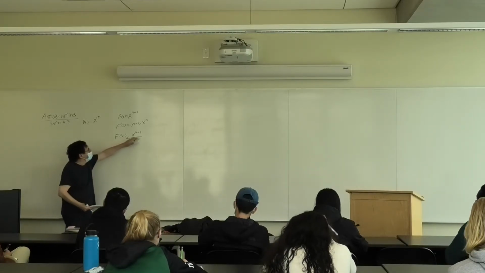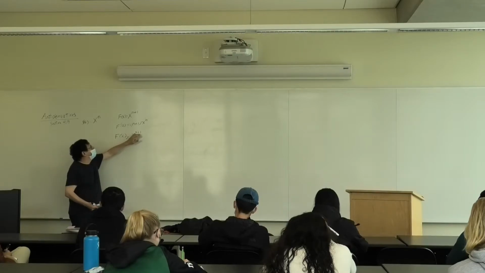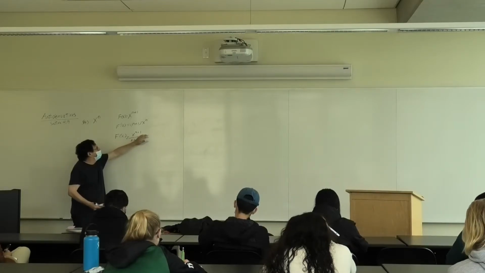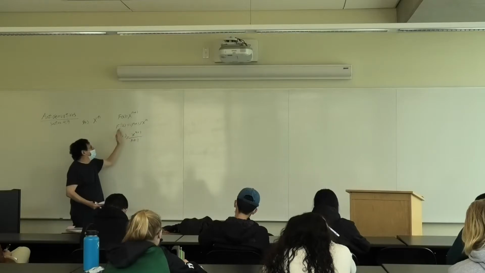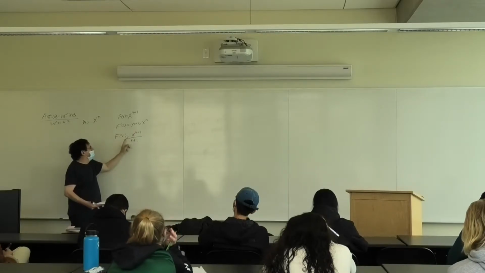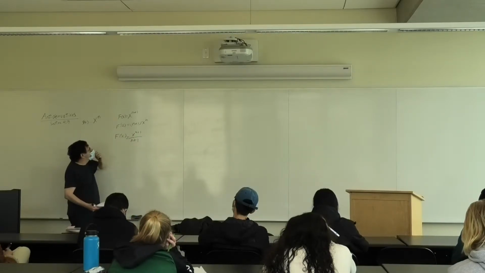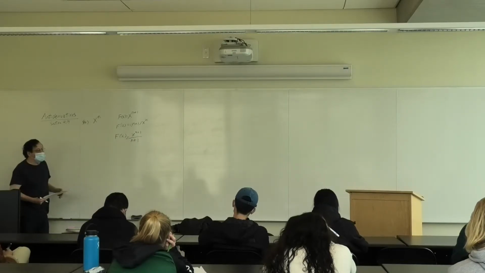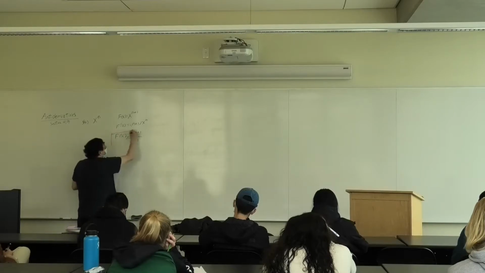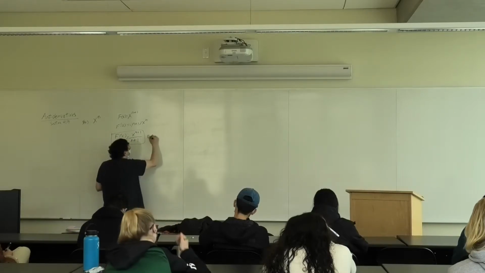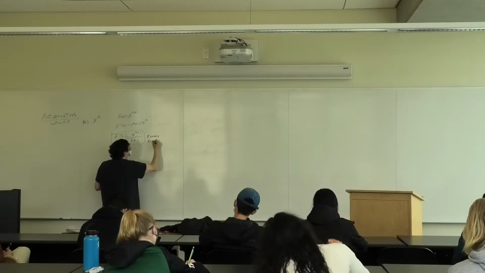So here, clearly, when we find the derivative of x to the n plus 1, we multiply it by n plus 1, which divides out, and we just have x to the n, which is what we want. So this is what we call our inverse power rule.